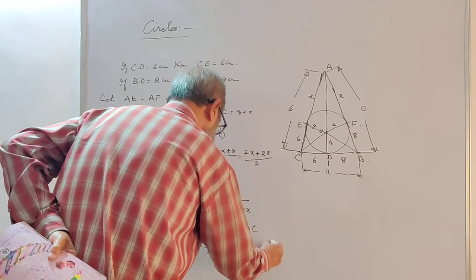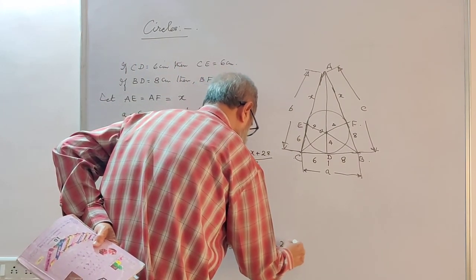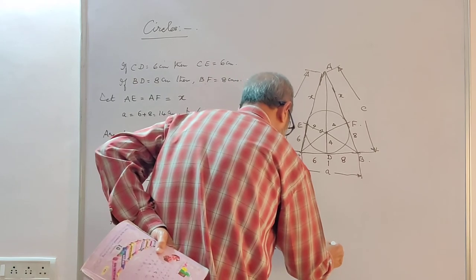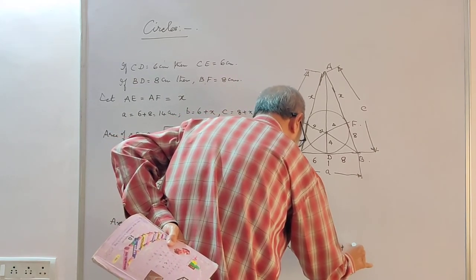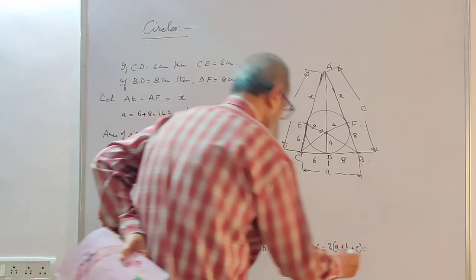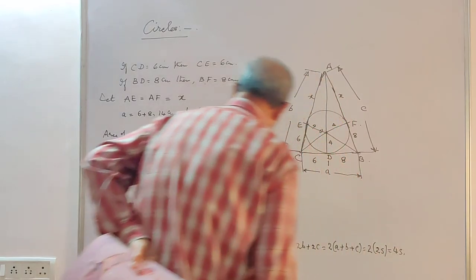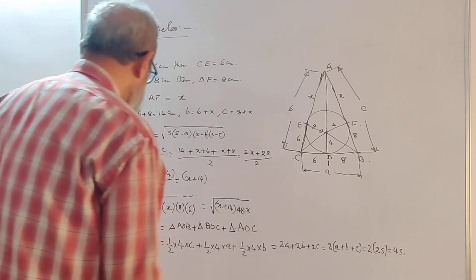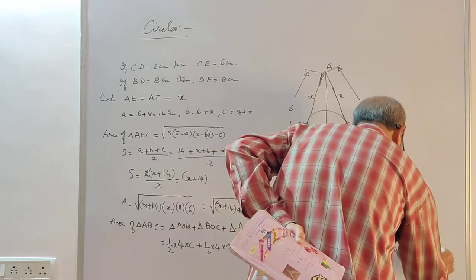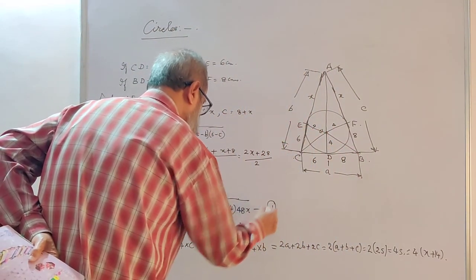So this will be equal to 2a plus 2b plus 2c, or 2 into a plus b plus c. A plus b plus c is nothing but 2s. So this can be written as 2 into 2s, that is 4s, or that is 4 into x plus 14. S is x plus 14, so 4 into x plus 14. So what we have are two equations here. This is 1, this is 2.